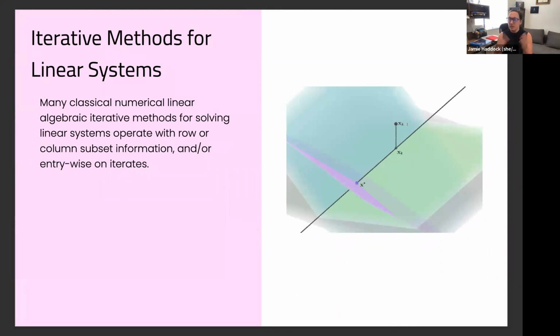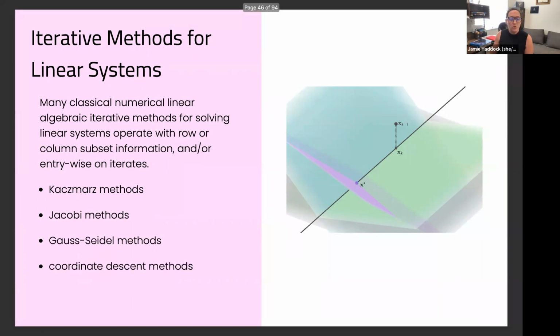Okay, so first of all, just a reminder about iterative methods for linear systems. Many of the classical numerical linear algebraic iterative methods for solving linear systems that we have probably taught and know and love operate using just row or column subset information from the linear system, and sometimes operate entry-wise on the iterates. Examples of these types of methods are Kaczmarz methods. Kaczmarz methods typically use some subset of the row information of a linear system in every iteration. Jacobi methods, on the other hand, work entry-wise on iterates, or you can think of them as sometimes using column subset information. Gauss-Seidel, the same. Coordinate descent, the same.